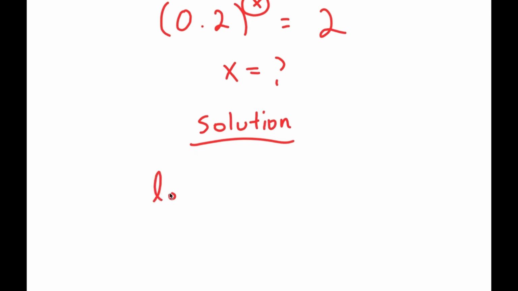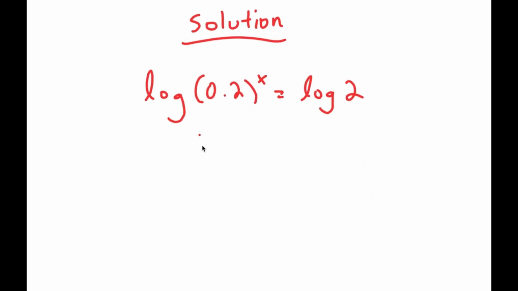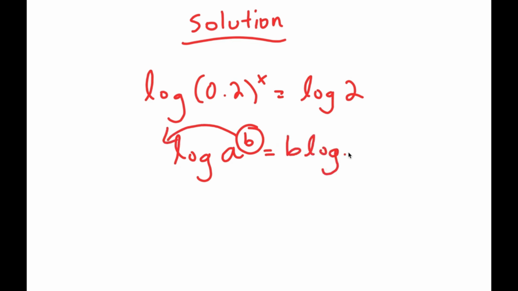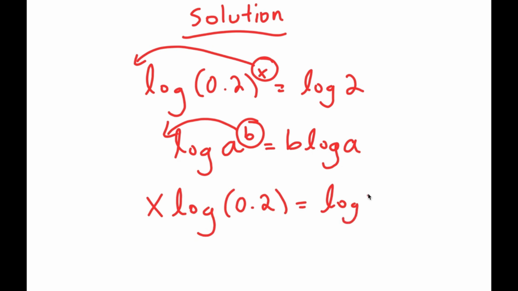So this turns into log of 0.2 to the power of x is equal to log of 2. Now, if I have something in the form log of a to the power of b, I can move this exponent b to the front. So this turns into b times log a. Now I have log 0.2 to the power of x, and I can move x to the front. So this turns into x times log of 0.2 is equal to log of 2.